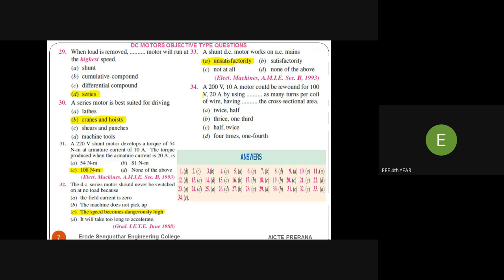Question number 34. A 200 volt 10 ampere motor would be rewound for 100 volt 20 ampere by using dash turns per coil of wire having dash cross sectional area: twice the turns and twice the cross sectional area; half the turns and twice or half the cross sectional area; thrice or one third of the cross sectional area; option D, 4 times and one fourth of the cross sectional area.